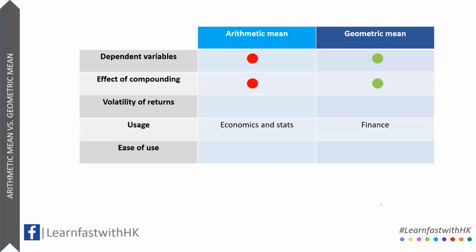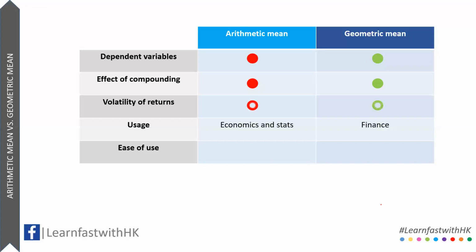The second point of difference is effect of compounding. In arithmetic mean, we do not have the effect of compounding, whereas in geometric mean, we incorporate the effect of compounding. And when you're talking about returns, compounding is very, very important in order to find out the true returns that you have earned from a certain product or a certain asset class or a certain investment. Without compounding, it might not give you the complete picture.